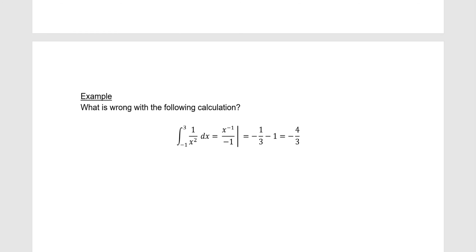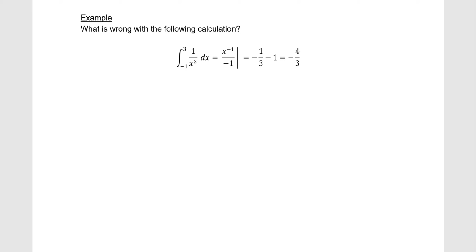Okay, last thing here, example, what is wrong with this calculation? We have the integral from -1 to 3 of 1 over x squared dx. So if we were trying to take the antiderivative of 1 over x squared, we could rewrite that as x to the -2. Taking the antiderivative, what we could say is, okay, let's add 1 and divide by that new exponent.